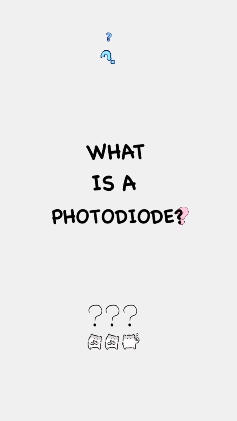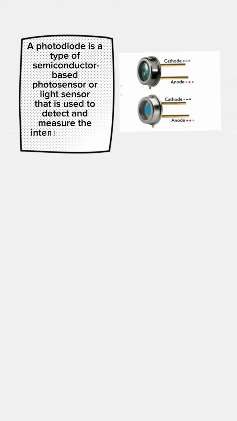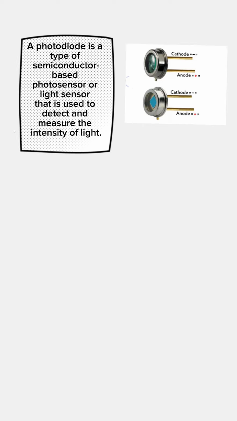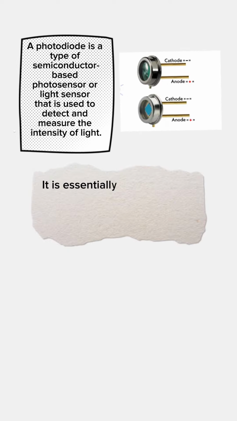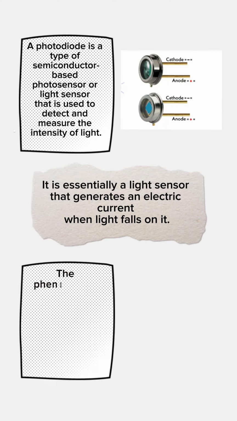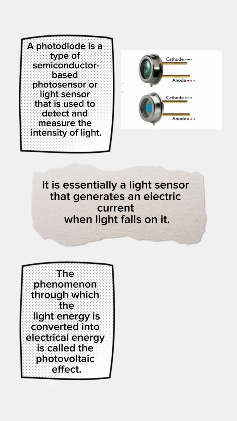What is a photodiode? A photodiode is a type of semiconductor-based photosensor or light sensor that is used to detect and measure the intensity of light. It is essentially a light sensor that generates an electric current when light falls on it. The phenomenon through which the light energy is converted into electrical energy is called the photovoltaic effect.